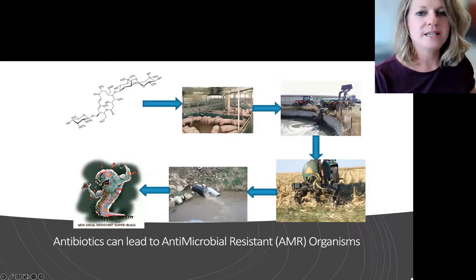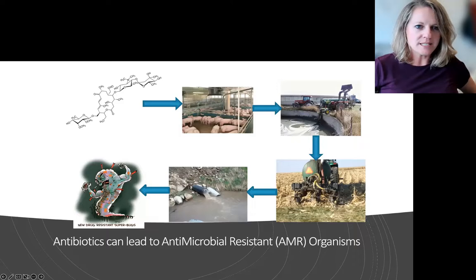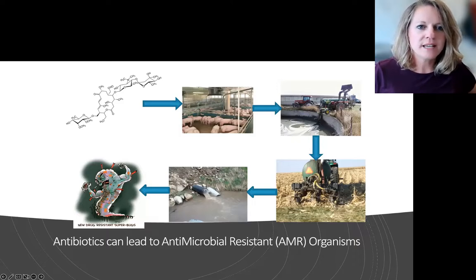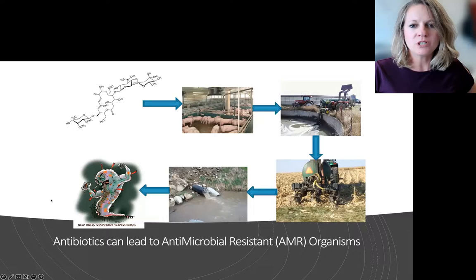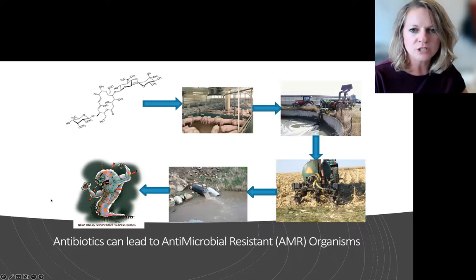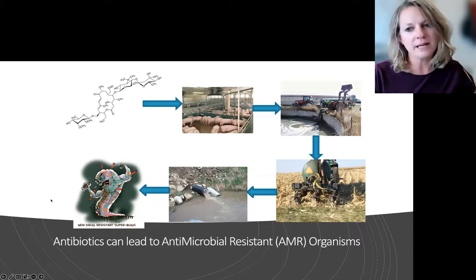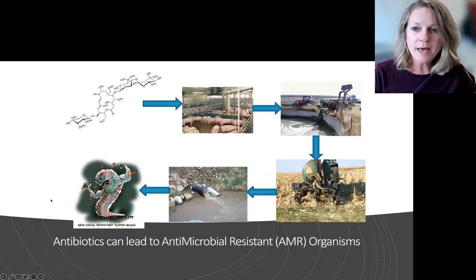And so here you can see an example of how we can have the development of antibiotic resistance. In the upper left-hand corner is the antibiotic, which is often used in the many ways which Shannon just explained. The photo here shows a confined animal feeding operation, swine production. And as she mentioned, those antibiotics can move through the animal system and still be biologically active in the waste treatment system. So that manure is often applied to our cropping systems.